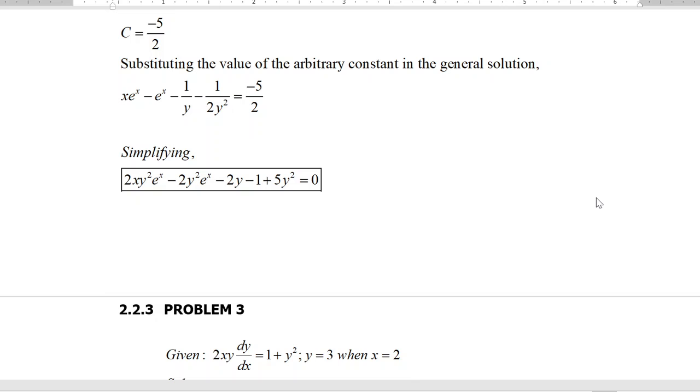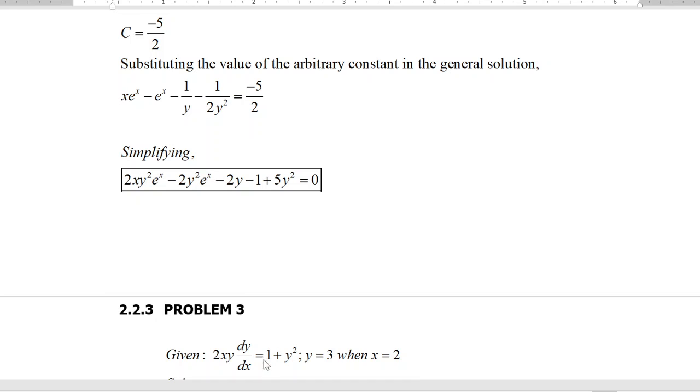So, let's go to problem number 3. Final example natin for this separation of variable topic. So, given 2xy dy over dx equal to 1 plus y squared with a given boundary condition. So, particular solution makukuha ulit natin. y is equal to 3 when x is equal to 2.